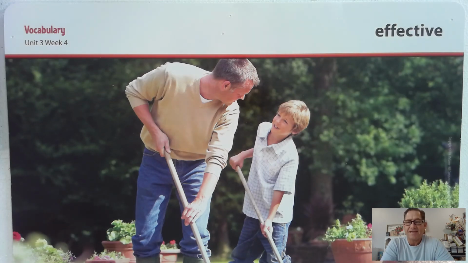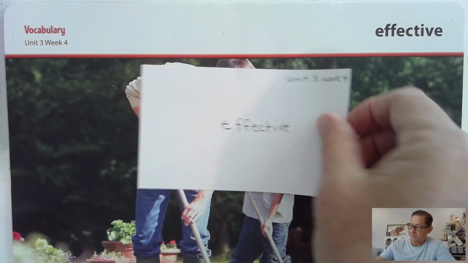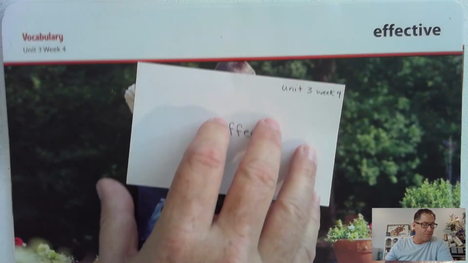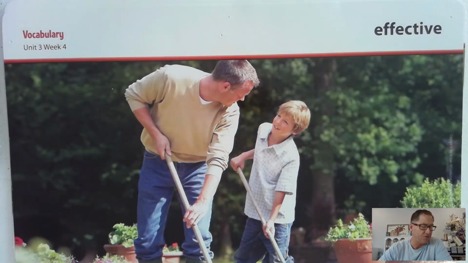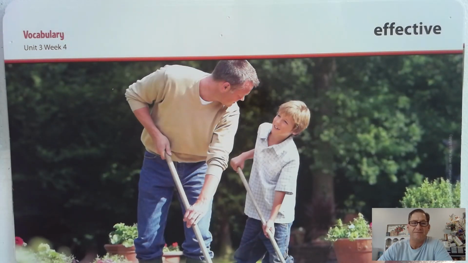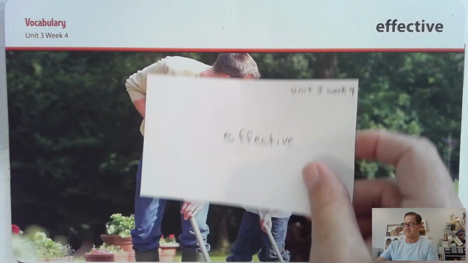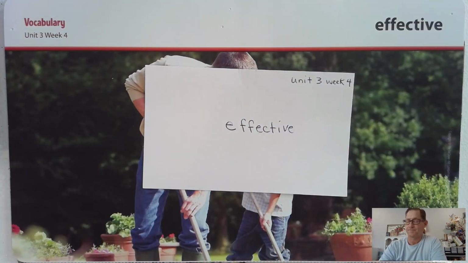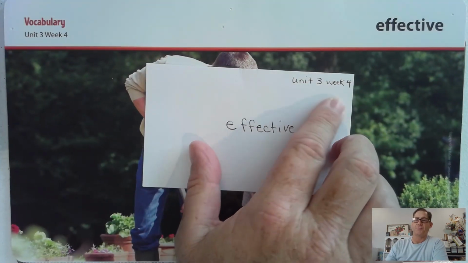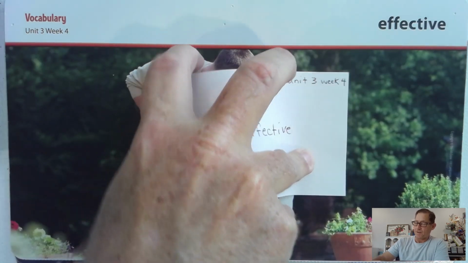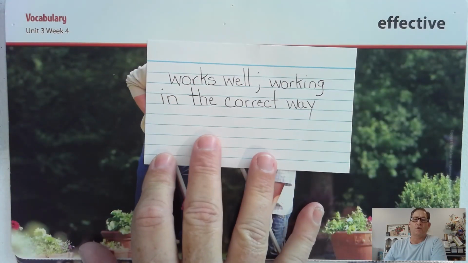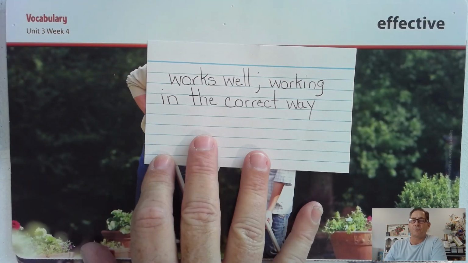Something that is effective works well. For example, the broom is an effective tool for sweeping up leaves and dirt. What is an effective tool for cutting paper? Okay, so write effective on one side of your card this week and label it Unit 3, Week 4. And for the definition, write works well, working in the correct way.